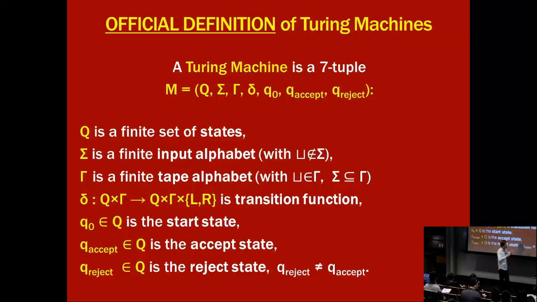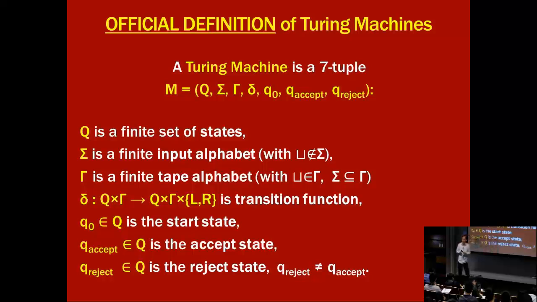You can think of it as a big table of information where for each state that the machine might be in, and each symbol that the head might be reading, it maps it to the new state, this is the go-to part, the new symbol to write in, and whether or not to move the head left or right.